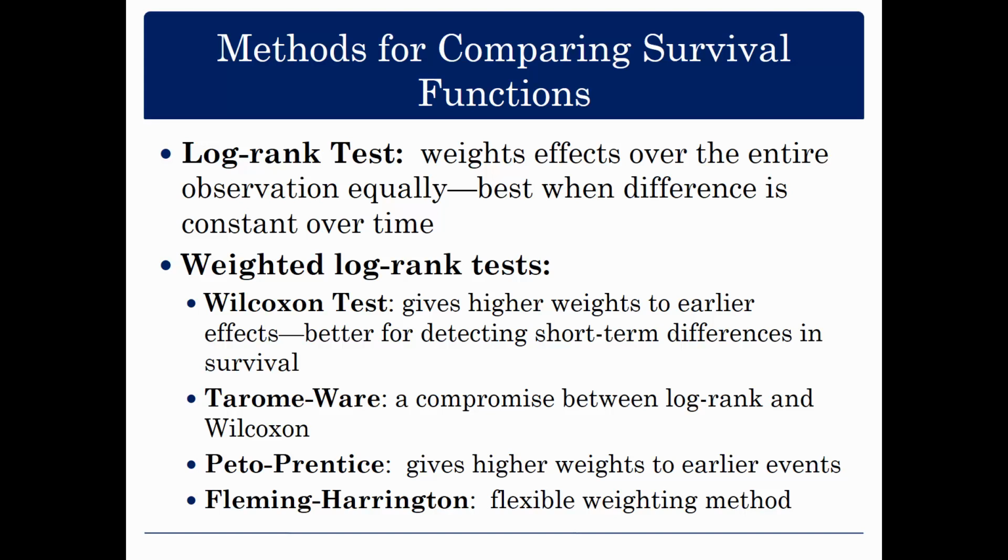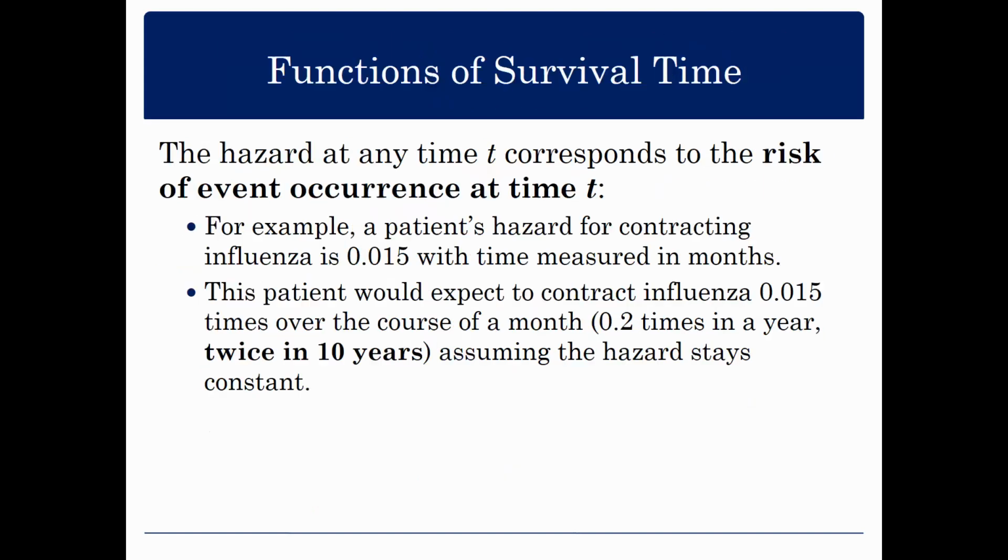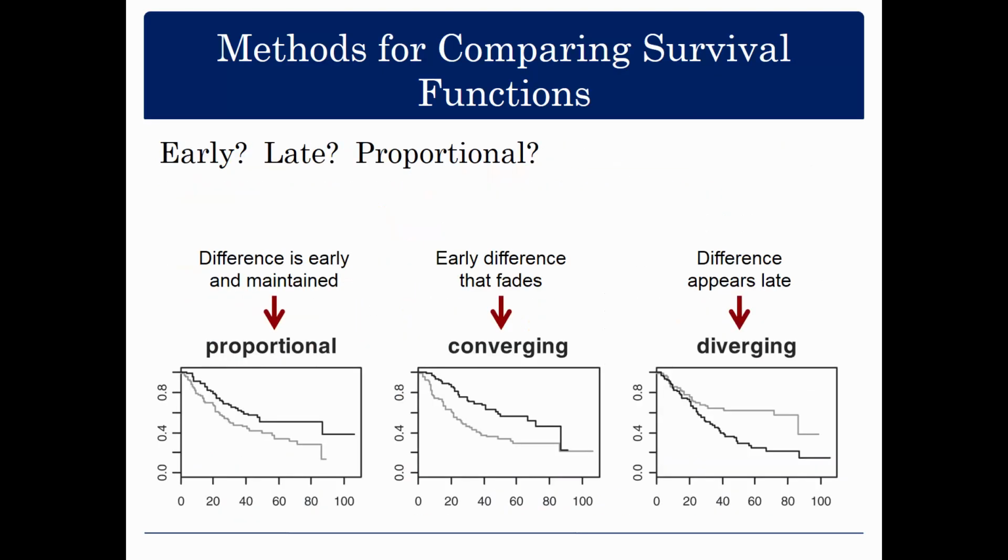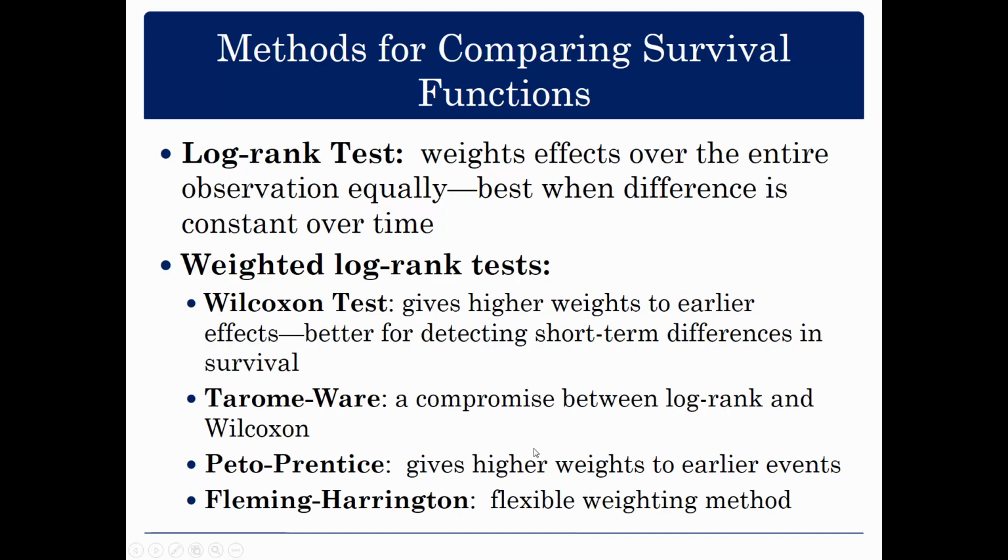But here, the Wilcoxon test, which is just a variation of the log rank test, instead of weighting differences over time and assuming proportional hazards, actually gives precedence to early effects. So this is better for detecting those short-term differences in survival. Something like this one, where you see the benefit early and then it might come back together at the end.